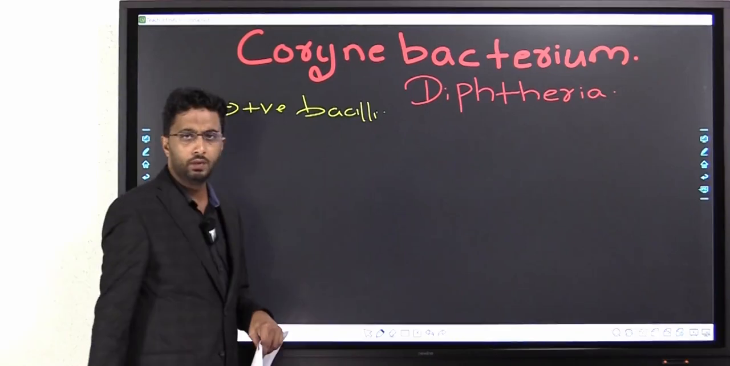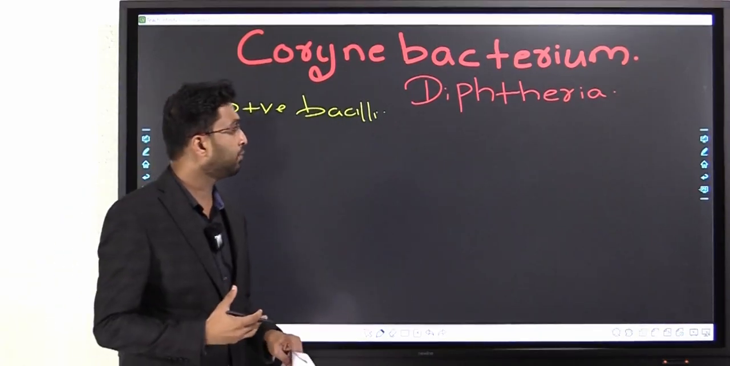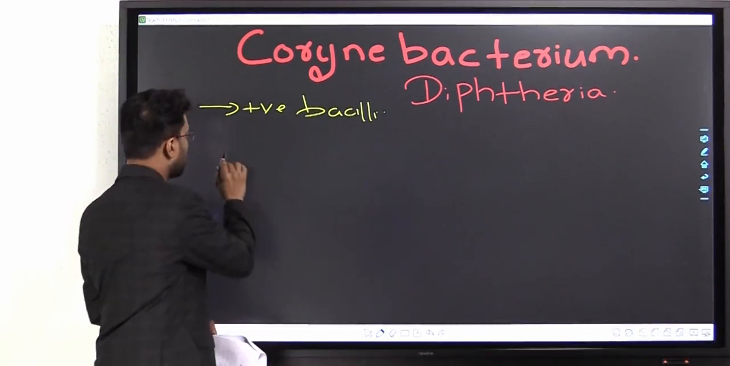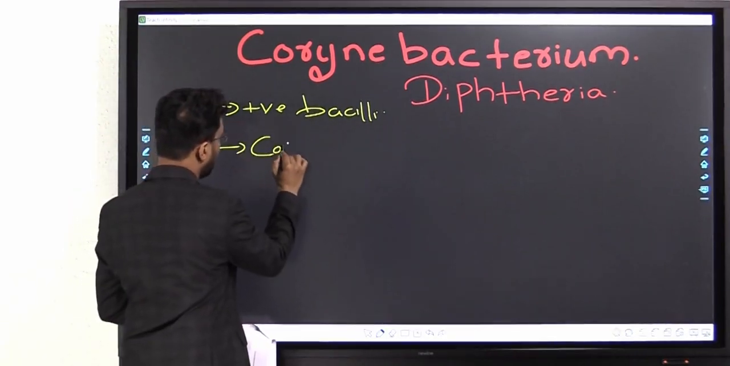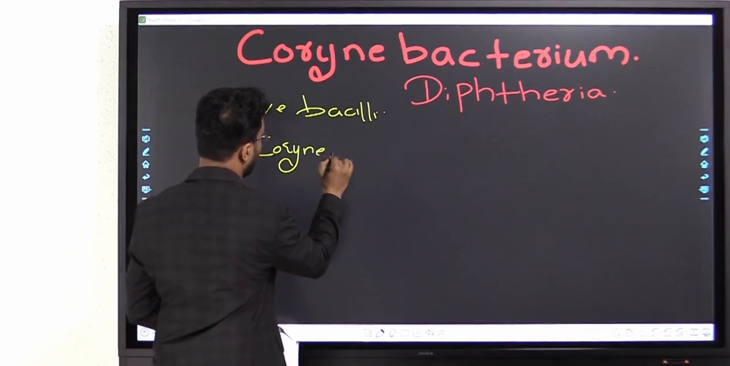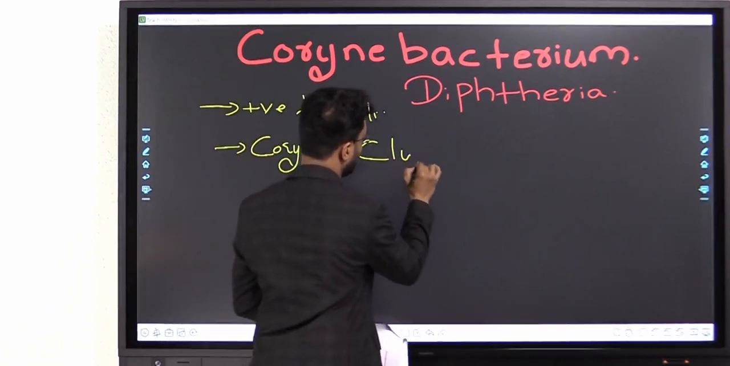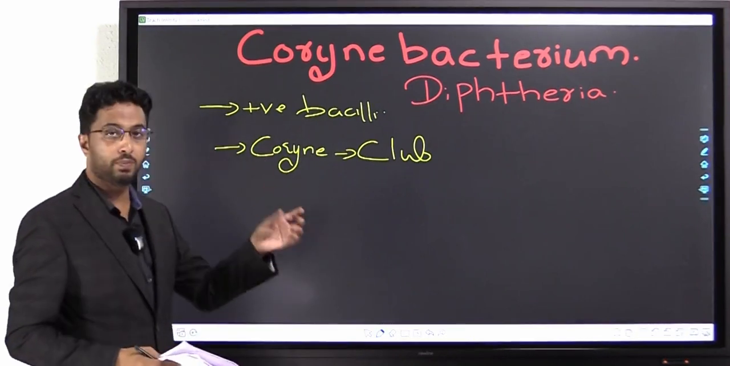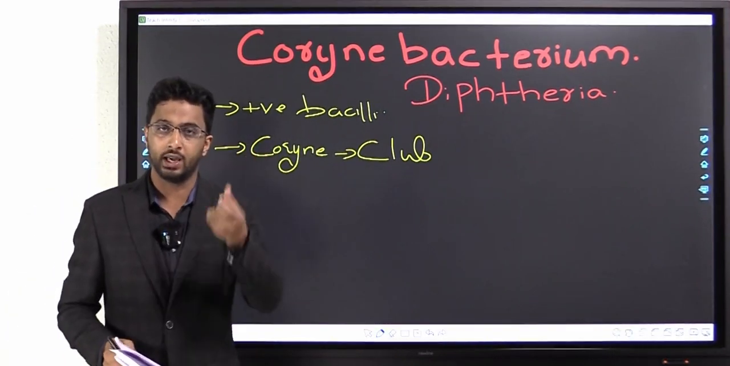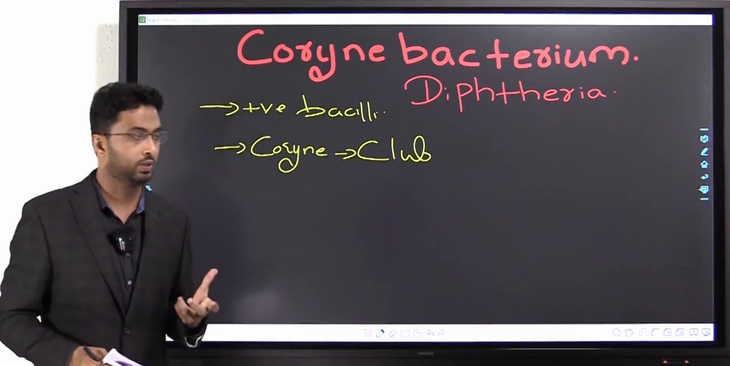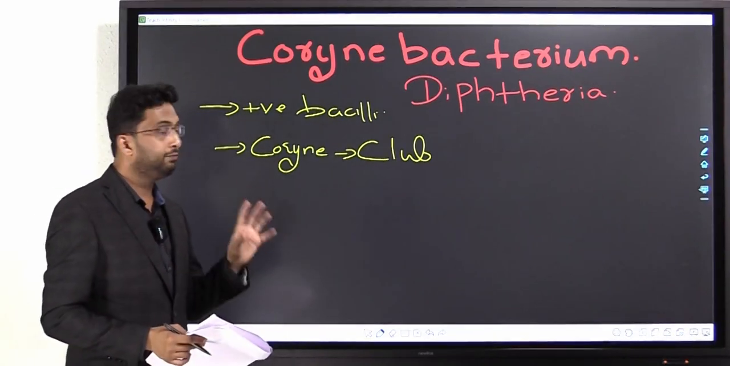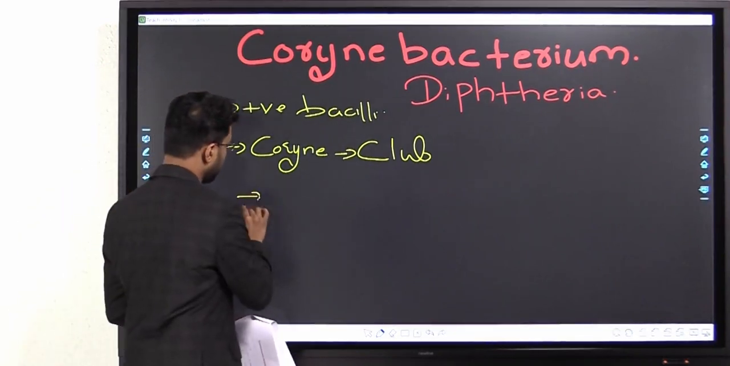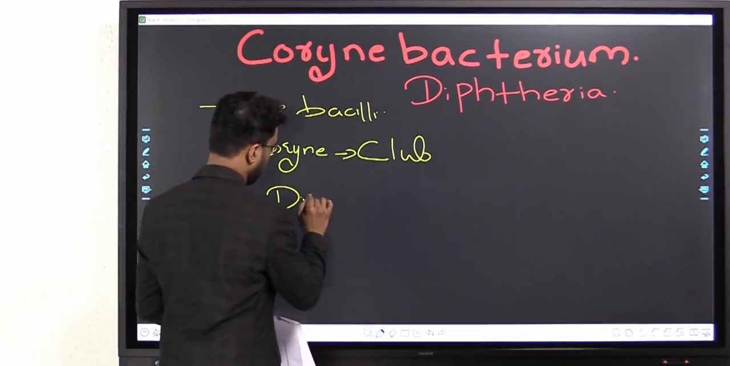Now, how did this name come? Corynebacterium diphtheriae. Coryn came from the club shape. We'll soon see that the shape of the bacterium is club shaped. I'll show you what the club shape is. And diphtheriae comes from the term diphtherios.